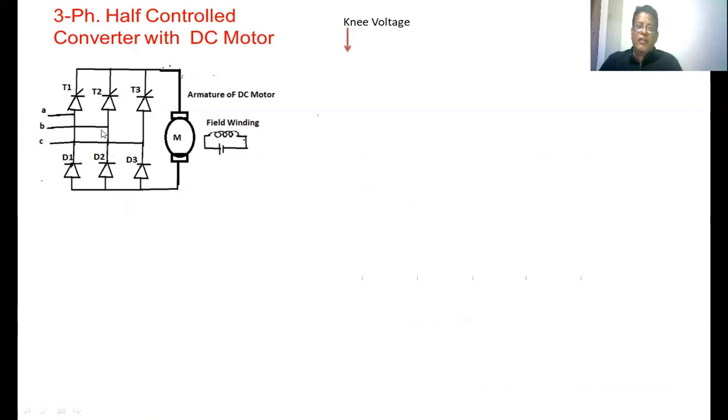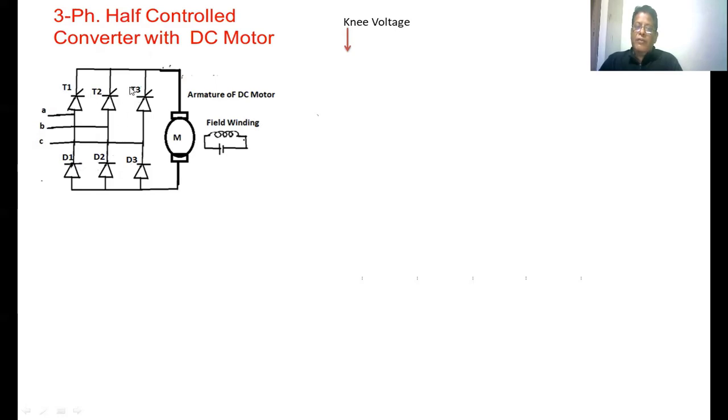This is the circuit diagram of a three-phase half-controlled converter with a DC motor. This is the load. The field winding is excited with a separate DC source. When the load current is passing from the top to the bottom, you have to take it as the positive direction of the current. These are the positive group of SCRs, T1, T2, T3. These are the negative group of diodes, D1, D2, D3.